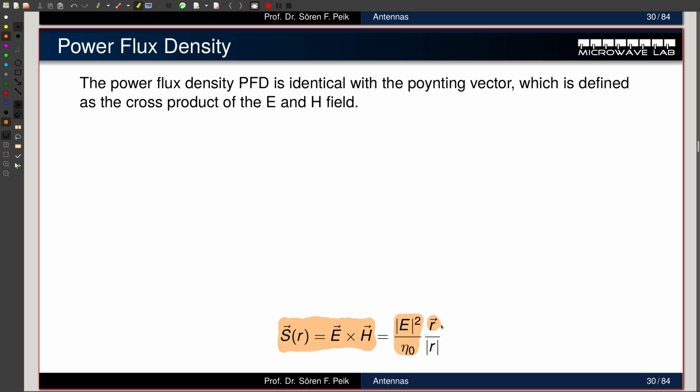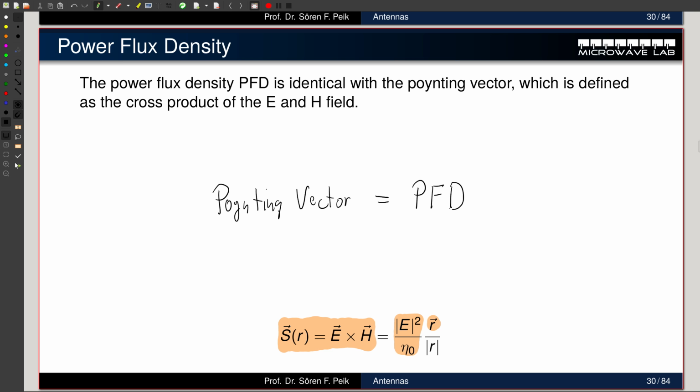Poynting vector is basically the same as power flux density S. The Poynting vector, what I explained in the last lecture, equals the power flux density S, taking the Poynting vector's absolute value.